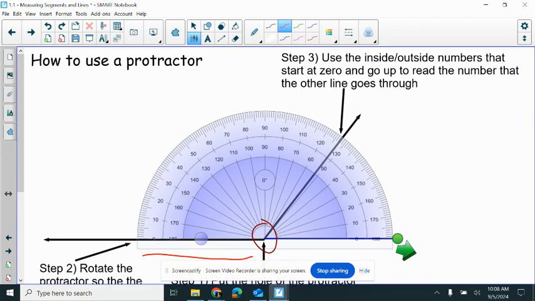Then at this point, it's just how do you read the protractor, like what we just went over. Make sure you start at 0 and then you're going up. This time I'm using the outer numbers. So this angle would be about 127 or 128 degrees.